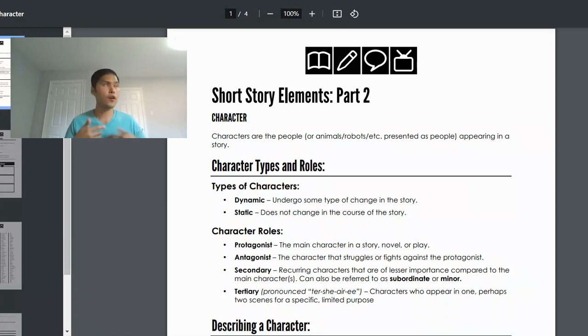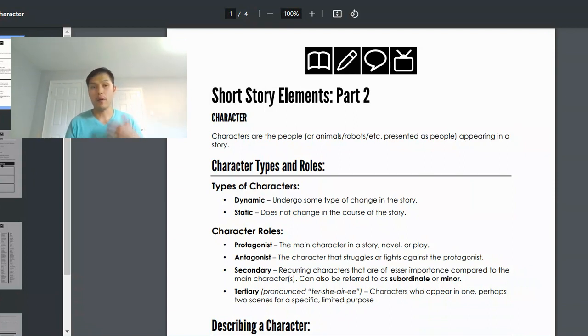Dynamic characters are those who are full of life. They go through a change, right? They change in some manner. They are the ones that we're drawn to. Static characters are the ones that don't change throughout the story. They are one-dimensional in a lot of ways. They just present themselves at the beginning in a certain way, and they stay the same at the end.